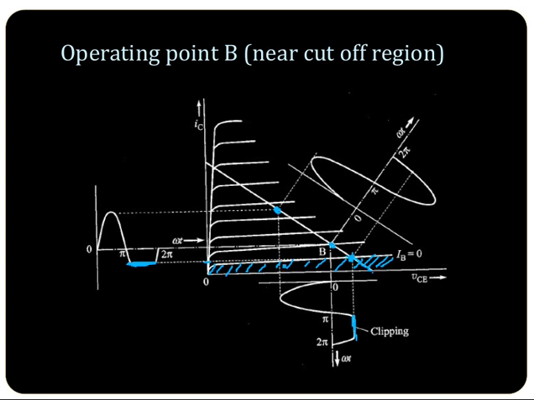That is IB equal to 0. So what is the value of IC? It is the reverse saturation current, so it is getting clipped at this value. So ultimately there is a loss in the signal. The signal is getting distorted here.